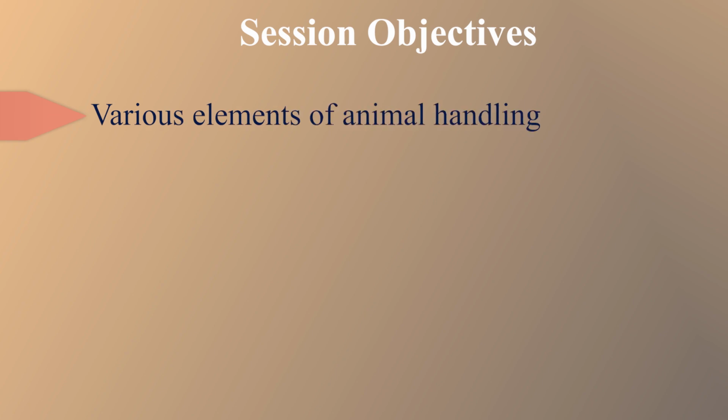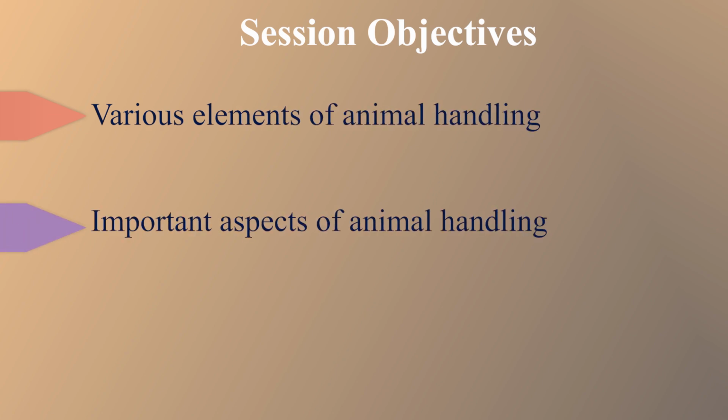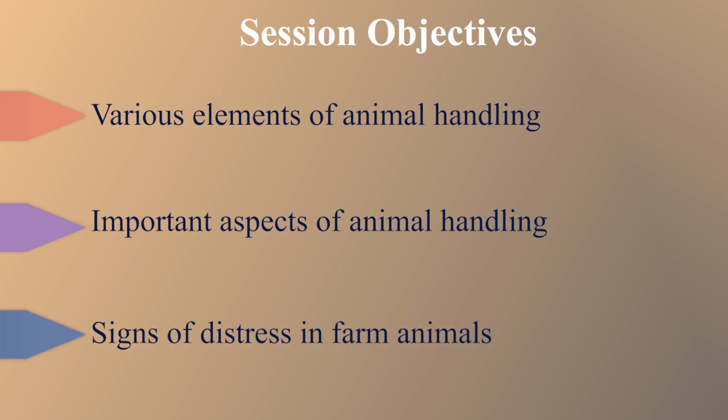In the previous session, we have discussed basics of animal behavior in relation to handling. Now in today's video lecture, we will cover session 2 of the unit entitled Restraining of Farm Animals. In this session, we will discuss various elements of animal handling, important aspects of animal handling, and signs of distress in farm animals. So viewers, let us first discuss the 3 essential elements of animal handling.